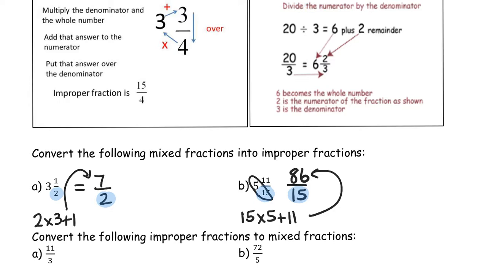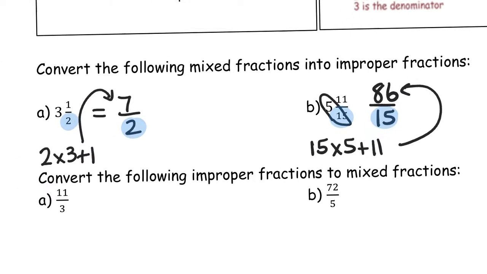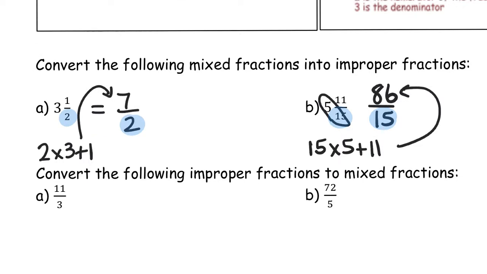If I wanted to do 3 times 7, that'd be 21. That's too many pieces. So I would have 6 wholes. So 6 wholes would get me to 18 pieces, and then I would have an additional 2 left over. So 6 is the whole number, the remainder is your numerator, and your denominator stays the same. So if I think of my example down here of 11/3, I'm asking myself, 3 goes into 11 how many times completely? I could have 3 times.